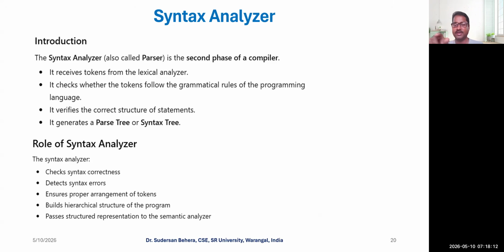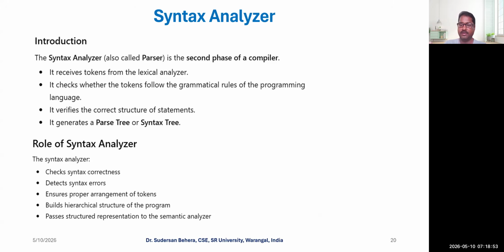Int should appear first, then a, then semicolon. If you write semicolon first, then a, then int, the three words or three lexemes are same, but their arrangement is wrong. So the sentence will be wrong. It ensures proper arrangement of tokens. It builds hierarchical structure of the program. It passes structured representation to semantic analyzer. Once it checks everything, it passes that structured representation, meaning the syntax tree. It is a structured tree, properly arranged.